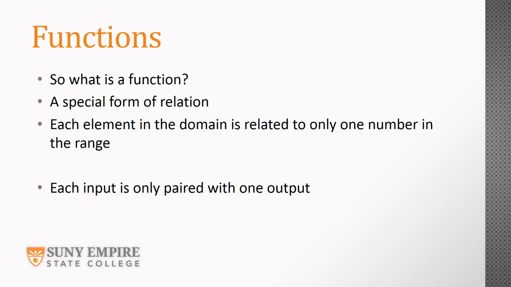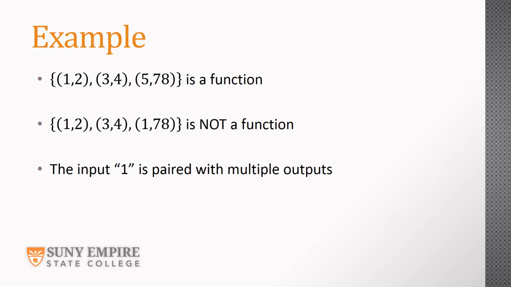We have talked about relations. So what exactly is a function? It is a special form of relation where every element of the domain is related to exactly one element of the range. This means that each input is paired with only one output number. Our initial example of a relation (1, 2), (3, 4), and (5, 78) is actually a function. However, the relation (1, 2), (3, 4), and (1, 78) is not a function.